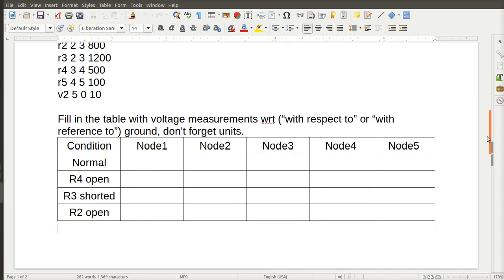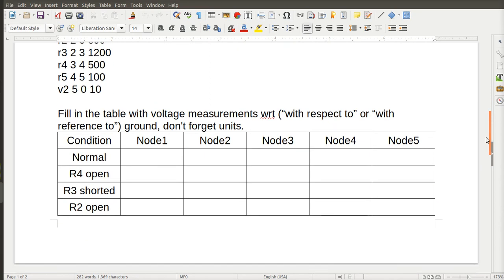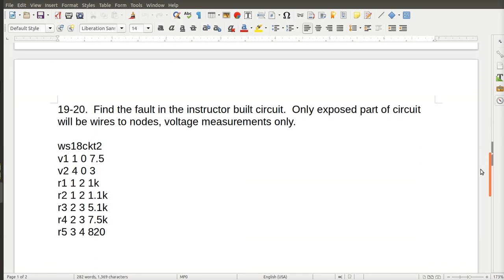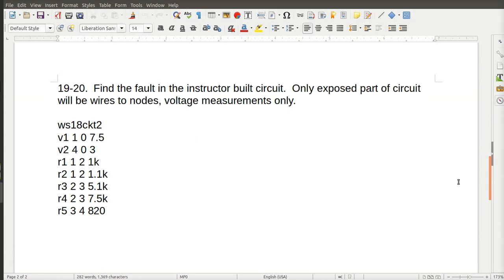consider the circuit and then put in your nodes. Now, open means it's been removed. Shorted means there is a small resistor in parallel with it. Okay. And then finally, find the fault in the instructor-built circuit.